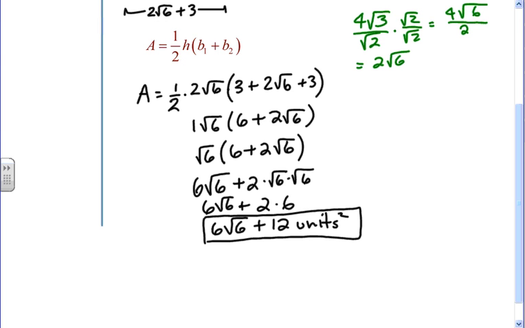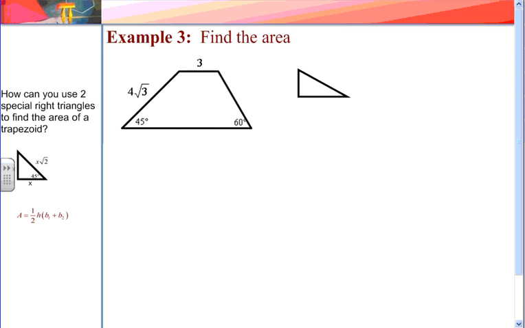All right, let's kick it up one more notch. Let's find the area of this trapezoid. Here, same process. We know that this side over here is 4 root 3. I'm actually going to change that just to make this problem a little tiny bit easier. Well, no, I'm going to leave it. We're going to leave that 4 root 3 because then we can use the information from the last problem.